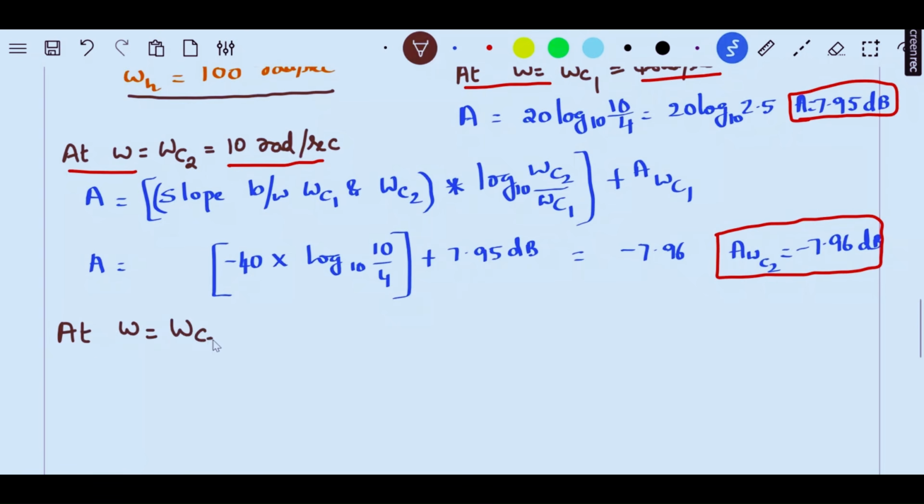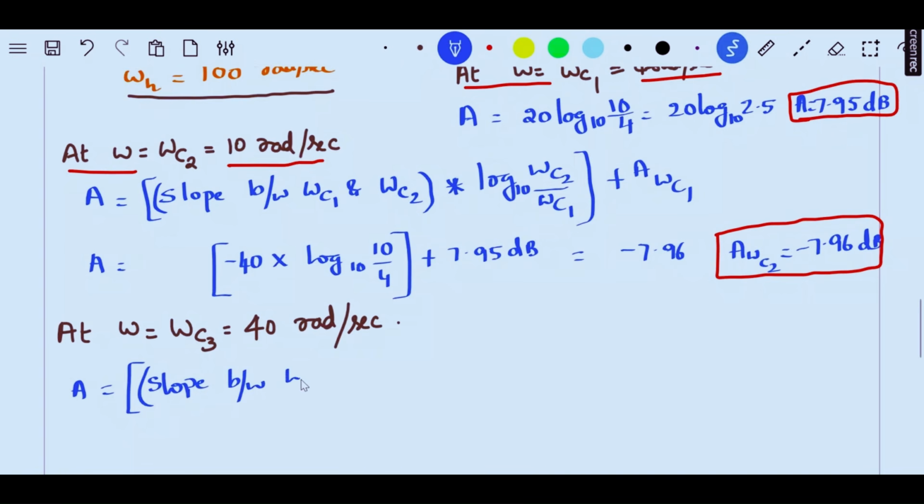Now the next step is, let us go to the next omega, which is at omega equals omega C3, which is equal to 40 radians per second. Now the gain formula A will now be equal to what? The previous formula was between C1 and C2. Now we'll go with the slope between omega C2 and omega C3, multiplied by log of omega C3 divided by omega C2 to the base 10, added with the gain that we calculated when omega was equal to omega C2.